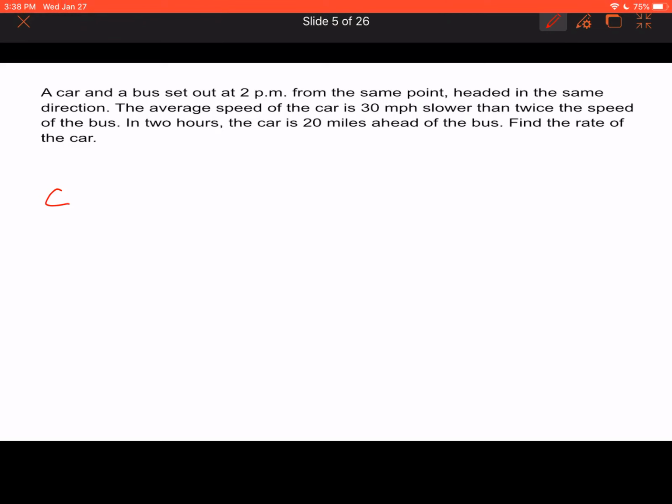A car and a bus set out at 2 p.m. from the same point, headed in the same direction. The average speed of the car is 30 miles per hour slower than twice the speed of the bus. Suppose the speed of the bus is s; then twice the speed of the bus minus 30 is going to be the speed of the car. Then in 2 hours, the time is given, the car is going to be 20 miles ahead of the bus.